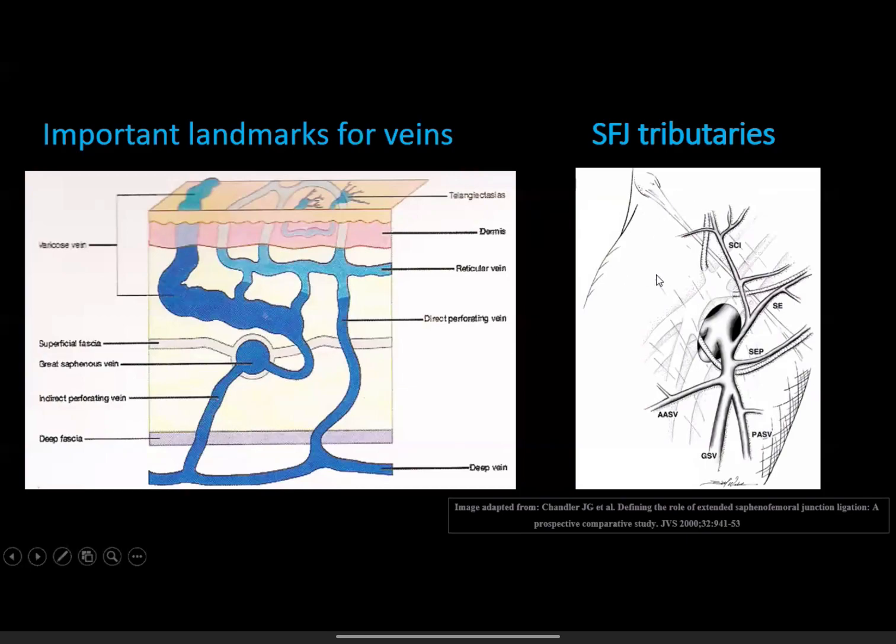And saphenofemoral junction tributaries are very important as far as insufficiency is concerned. The great saphenous vein receives tributaries from the anterior thigh, the accessory anterior saphenous vein, the posterior accessory saphenous vein, and another is the superficial external pudendal vein, which drains the pudendal area, and the superficial inferior epigastric vein and the superficial circumflex vein, which drain basically the inguinal and upper thigh area. All drain into the great saphenous vein, which in turn drains into the femoral vein through the terminal valve.